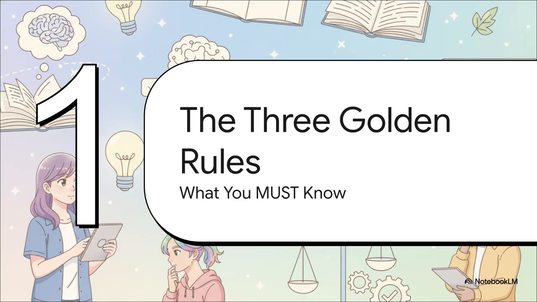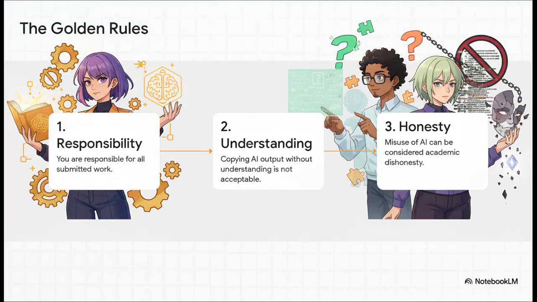So, before we even get to the 5 levels, we need to lock in the 3 golden rules. Think of these as the non-negotiables, the foundation for using AI ethically no matter what level the assignment is. Here's what you absolutely have to remember. First, whatever you turn in, you're responsible for it. If the AI makes a mistake or straight up lies, that's on you.